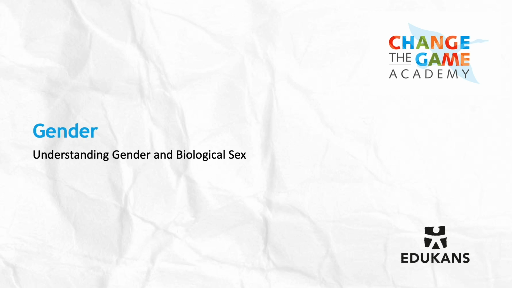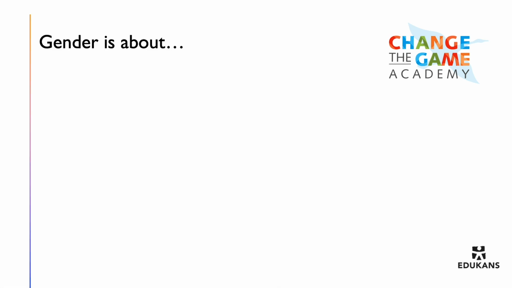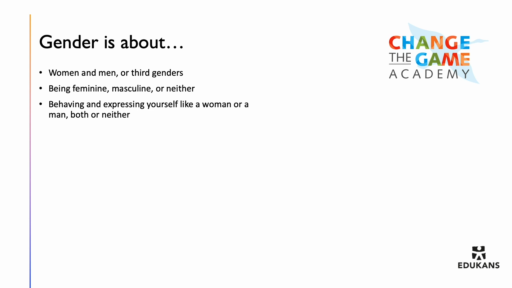What is gender? This video will take you through understanding gender, and the difference between gender and biological sex. Gender is about how people see women, men, and third genders. Gender is about cultural ideas about which traits are perceived as being feminine or masculine, about behaving and expressing yourself like a woman, a man, both or neither.